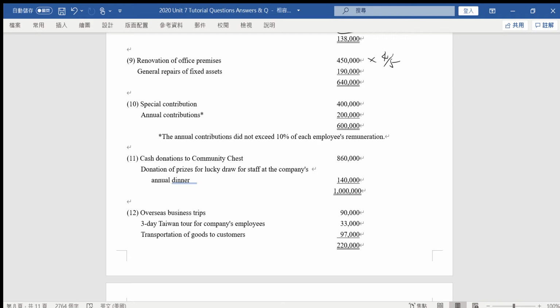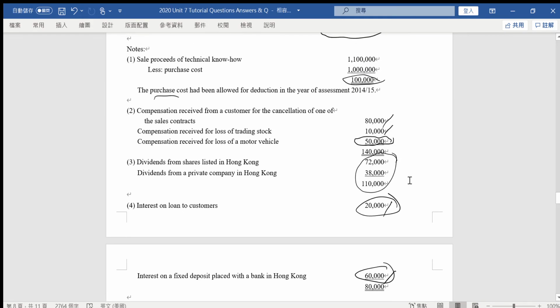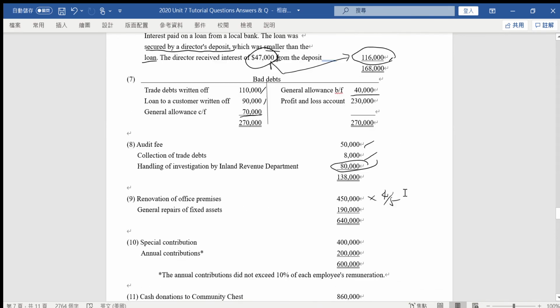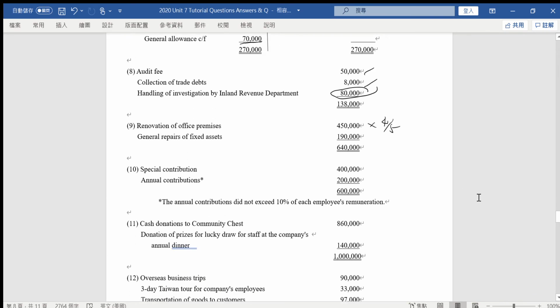The general repair of the fixed assets, no problem. That is allowed to deduct. No need to adjust any. Okay, then look at the other one. That will be about the MPF. That is the contribution to the MPF, note 10. That was about 2 items.